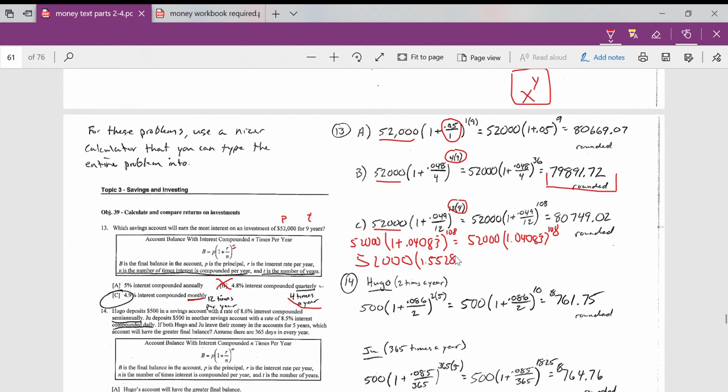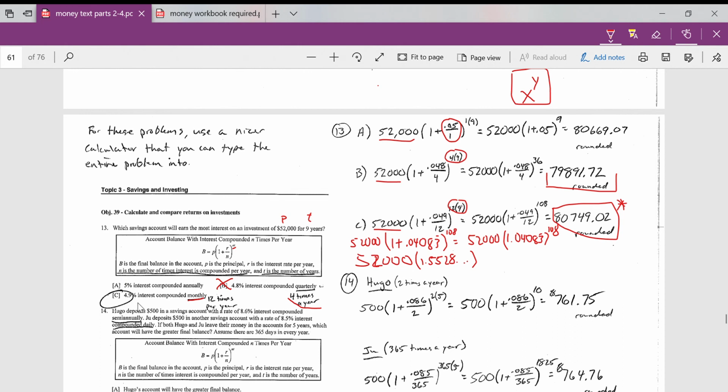1.5528, and then a bunch of numbers. Okay, now I'm just going to keep that number in the calculator so it's not rounding. And I'm going to times that. This doesn't look like a good 2 here. 52,000. Times that by 52,000, and I get this number that I have here, which out of all the 3 choices is the highest. So that is our answer, choice C.